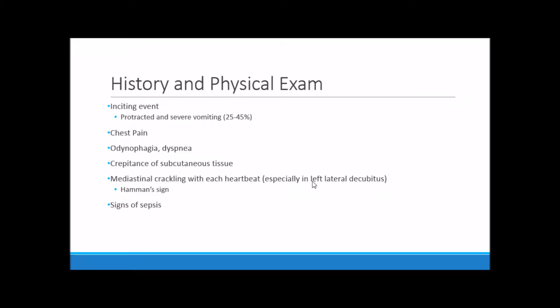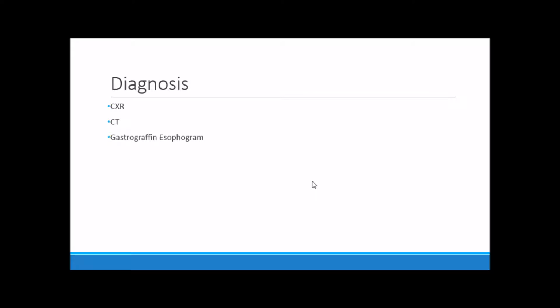There's usually an inciting event. In 25 to 45% of patients, it's vomiting. Patients will then get chest pain. They'll have odynophagia. They'll get dyspneic. They can have crepitance of the subcutaneous tissue. You can hear something called Hammond's sign. I've listened for it in patients who have had esophageal rupture, and I've never heard it, probably because I've only seen a few patients with this. But apparently you can hear the crepitance with each heartbeat. Okay, so S1, S2 with a side of Rice Krispies. All right, and then the patient, if they have bacterial mediastinitis, they're going to be septic.